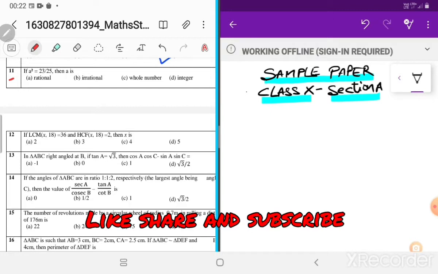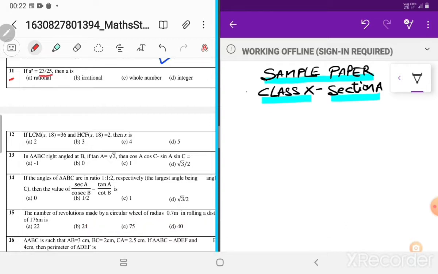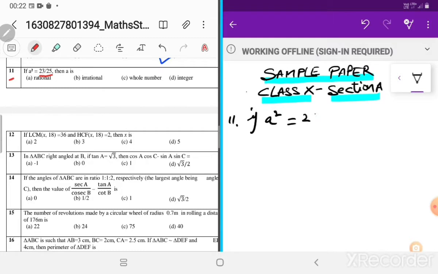Children, we already did 10 questions and one case study from this sample paper. So today we'll discuss from the 11th question. In this, if a square is equal to 23 by 25, then what is a? We will write it here. If a square is equal to 23 by 25 is given, then we have to find the value of a. So now, what is a?